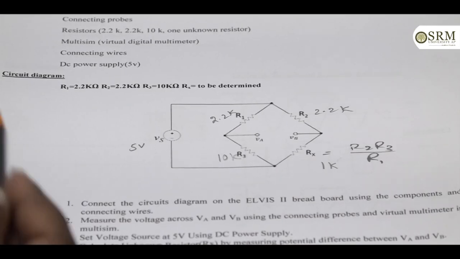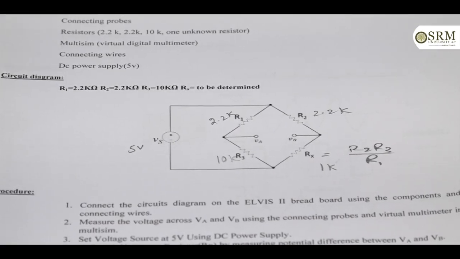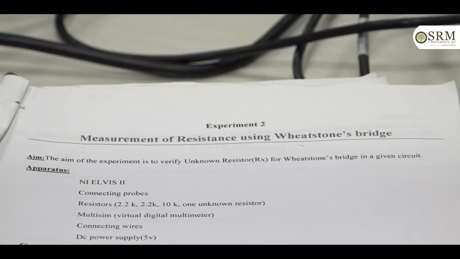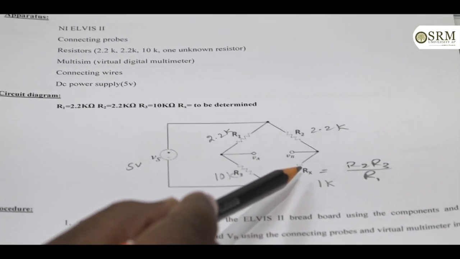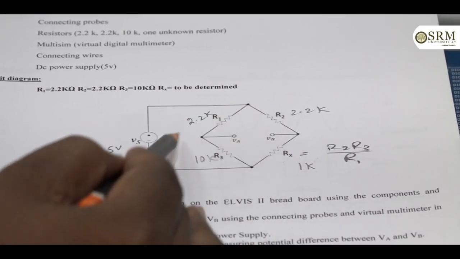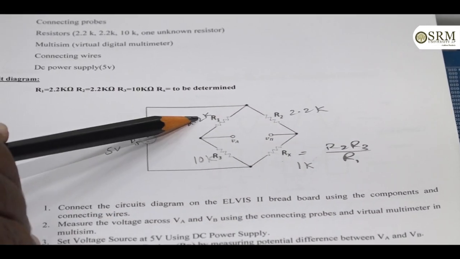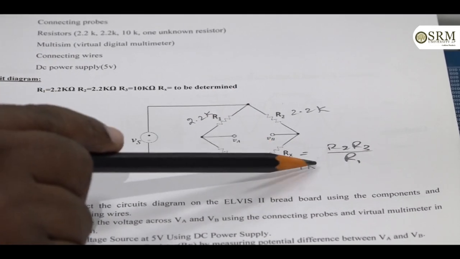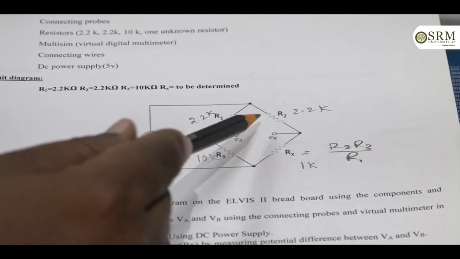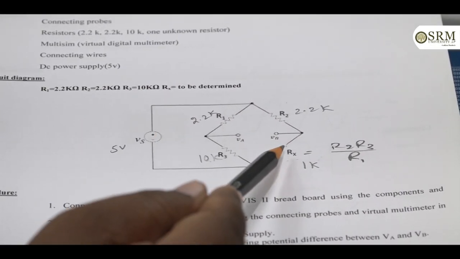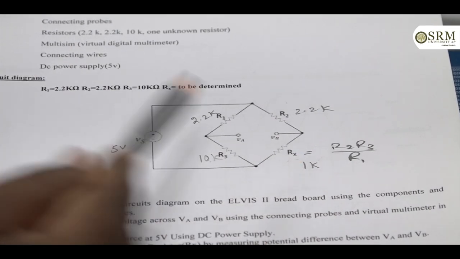Now the experiment is measurement of resistance using Wheatstone bridge. Here we are measuring the unknown resistance, so that is called as Rx. By using this Wheatstone bridge, we have 4 resistors R1, R2, R3, R4. R4 is the unknown resistance. So by using this Wheatstone bridge, we are calculating the unknown electrical resistance Rx value.